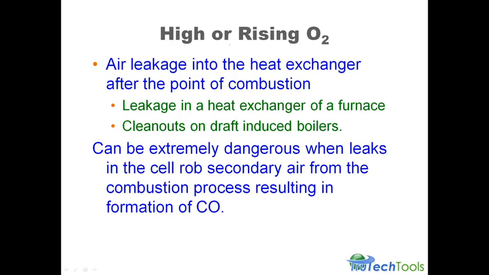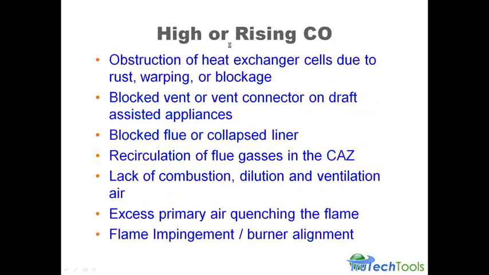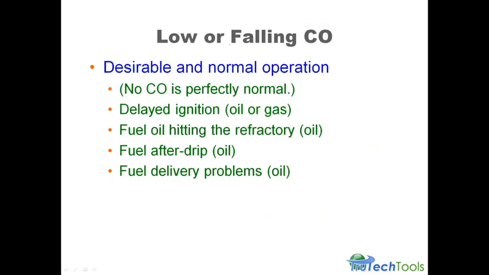A rising O2? Well, air leakage into the heat exchanger after the point of combustion. And again, this can be extremely dangerous when it robs the cell of secondary air and causes formation of CO. A rising CO, everything is the same as a falling oxygen. Eventually we run out of air, we're fuel rich, and we start to have all the same problems. So the blockage of the heat exchanger, collapsed liner, recirculation of flue gases. On oil furnaces, excess primary air quenching the flame or cooling it down. Flame impingement, which means the flame's actually hitting something in the furnace that it shouldn't hit, and it's cooling the flame down.